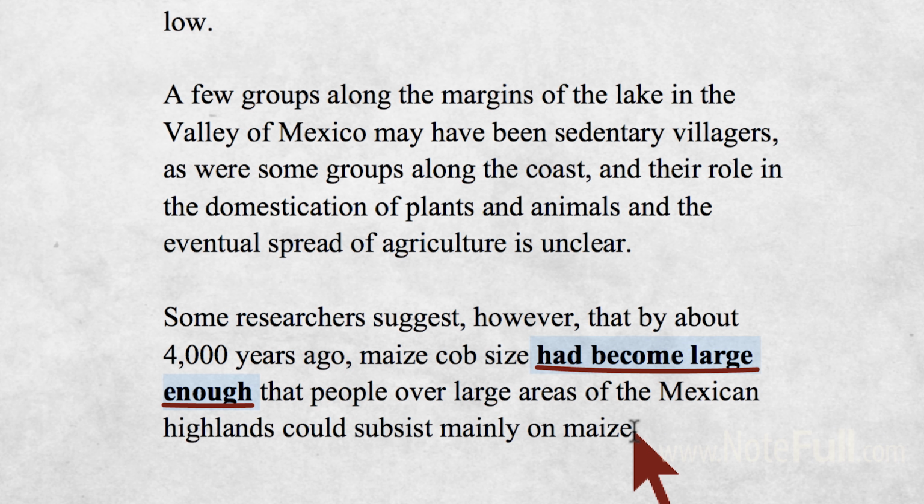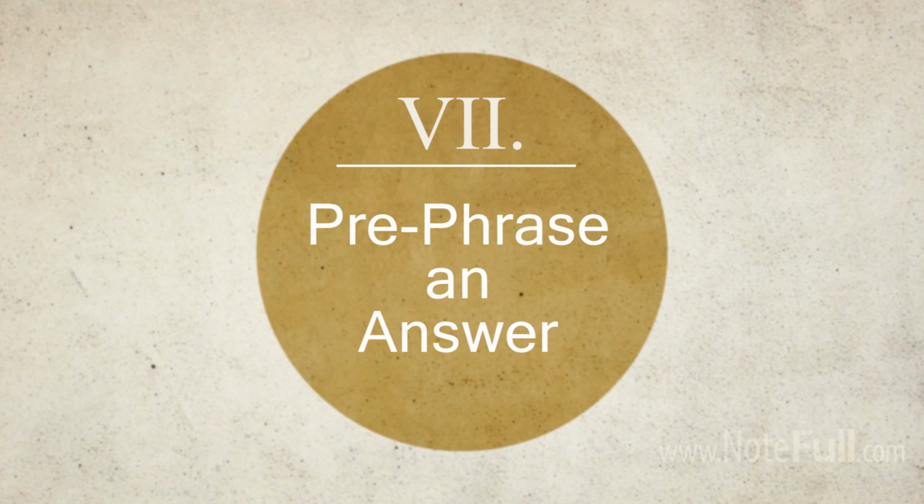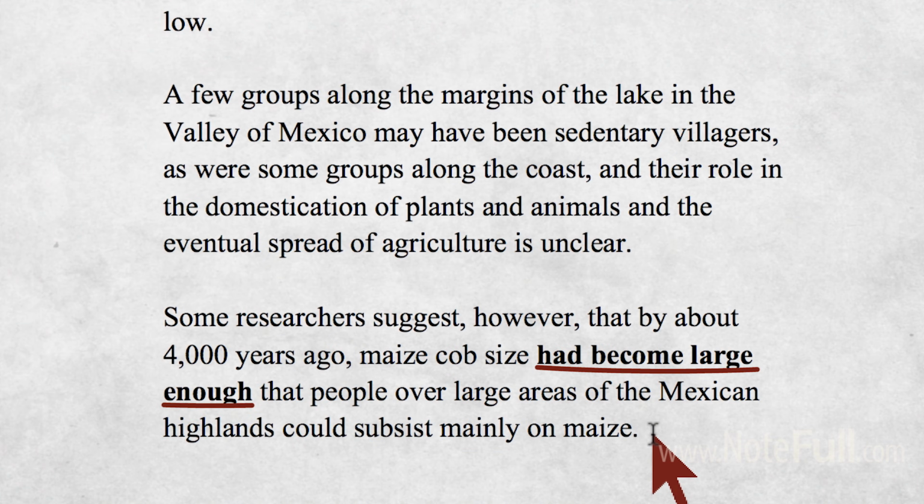My friend became a doctor, right? A change took place. Before not doctor, after doctor, right? He became champion. Before not champion, after champion, right? So that's the development, that's the change. So had become large enough that people over large areas of the Mexican highlands could subsist mainly on maize. So even if you don't know the words, you know something about this. Maize, whatever it is, became large enough that people could subsist.